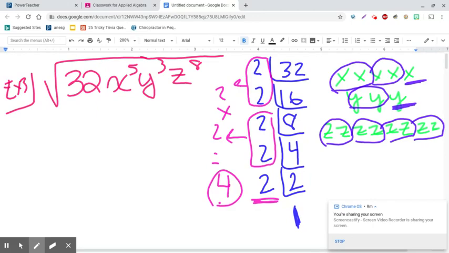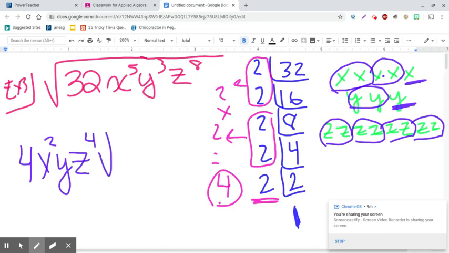So, what did we take out originally? We took out a 4, which is going to come out. Then we're going to look at our variables. How many groups of x's? 2, so x squared. How many groups of y's? Just 1. So I'm going to put my y here. How many groups of z's? We have 4. So z to the 4th.